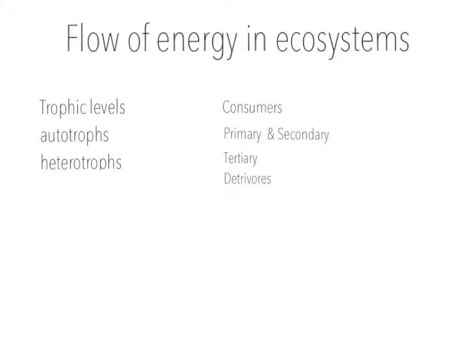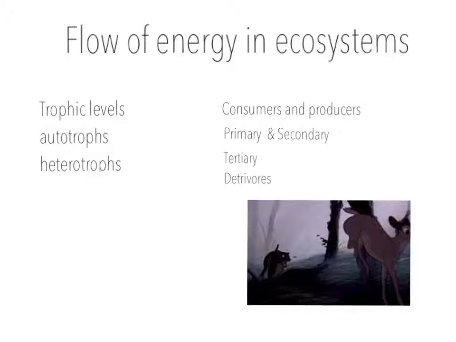Autotrophs obtain energy through the sun or inorganic material, while heterotrophs obtain energy through organic material, like eating other animals. Primary producers convert sun energy into chemical energy. Bambi is a primary consumer because he eats the grass, which is a primary producer. Secondary consumers eat primary consumers. Tertiary consumers are heterotrophs that eat secondary consumers. Detritivores actually eat dead consumers.